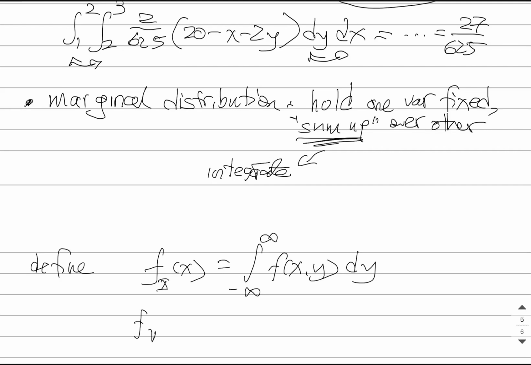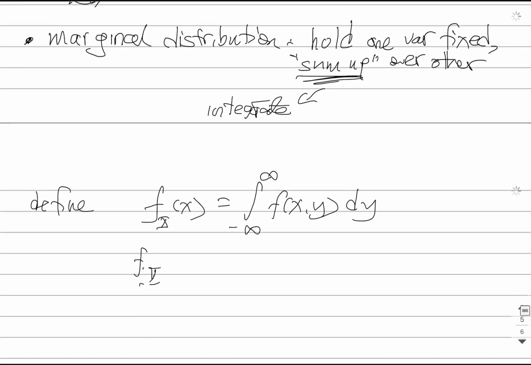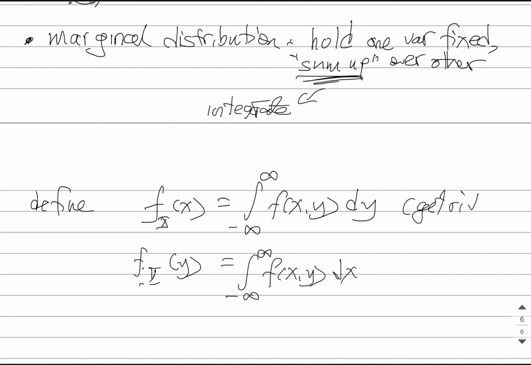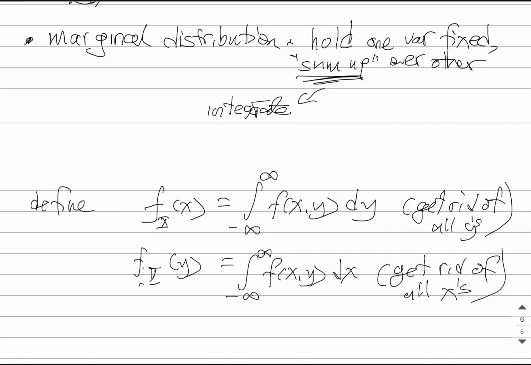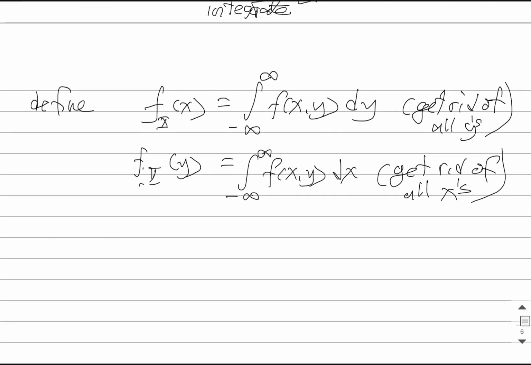And similarly, you could compute the marginal density for the y variable. And this is what you would get if you were to integrate the full joint density with respect to x. So above here, you'd be getting rid of all the y's. And in this situation, you'd be getting rid of all the x's. Once we've got the marginal densities or the marginal distributions, you can use them to compute the following.